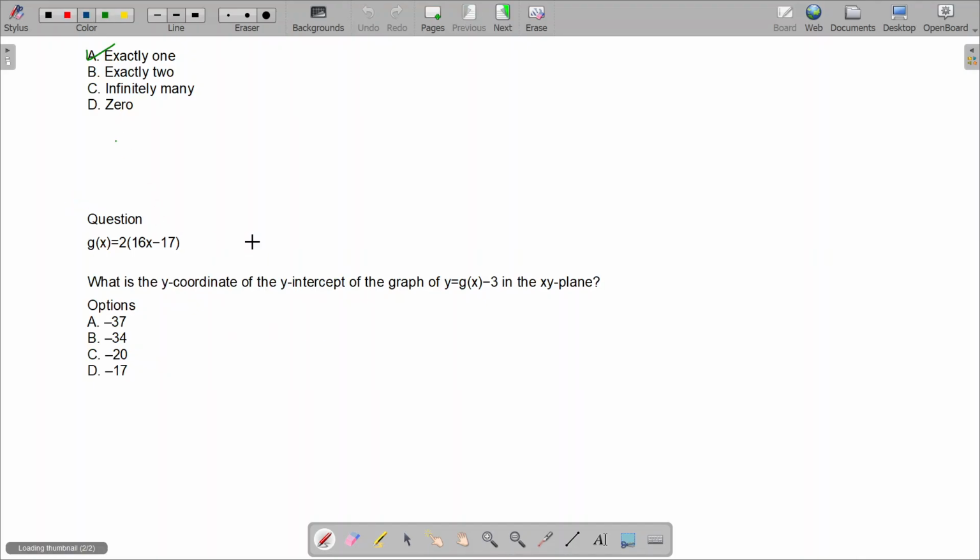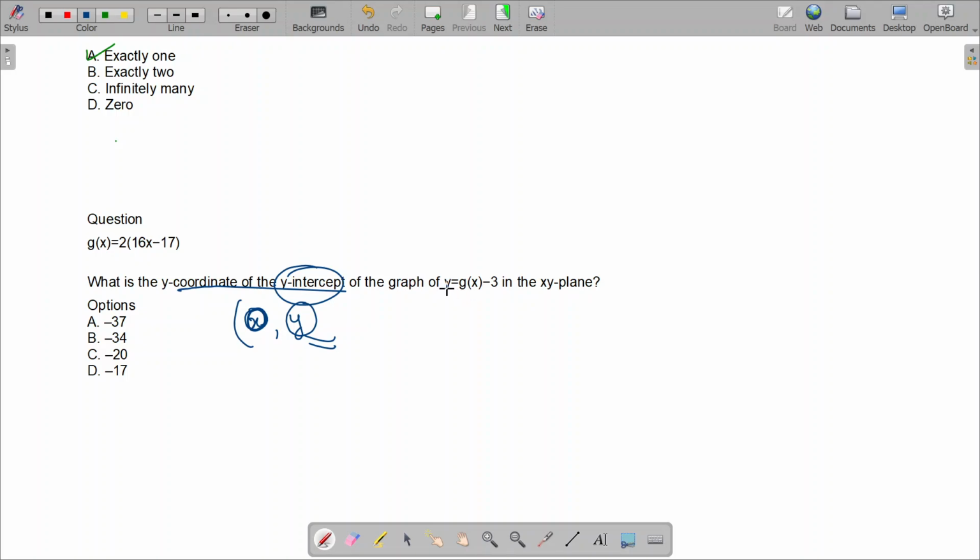So, let's check it out. What is the y coordinate of the y-intercept of the graph? Now, they have confused you actually. There are two coordinates, x and y. If it is a y-intercept, then x will be 0. Obviously, you will get y coordinate only. So, they are asking you the y-intercept.